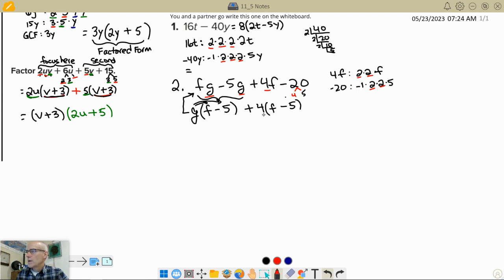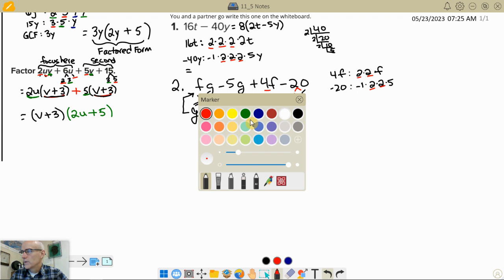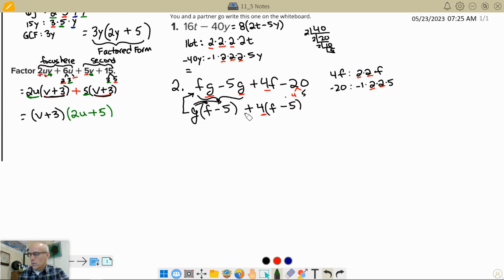So you see how I ended up with a 4 right there? Now what's left of the 4f? Well, there's an f, right? What color am I going to? You got it, green. So what has to stay there? The f does, the negative 1, and the 5. So that's why I've got f minus 5.